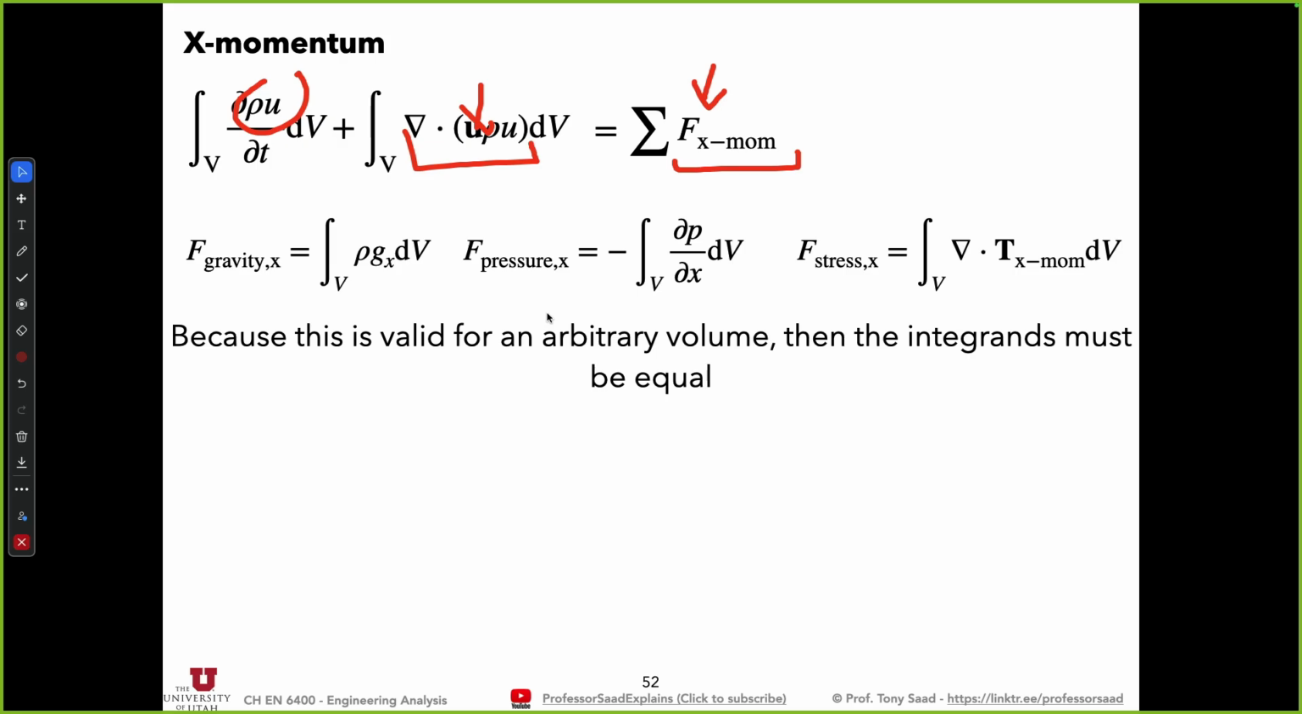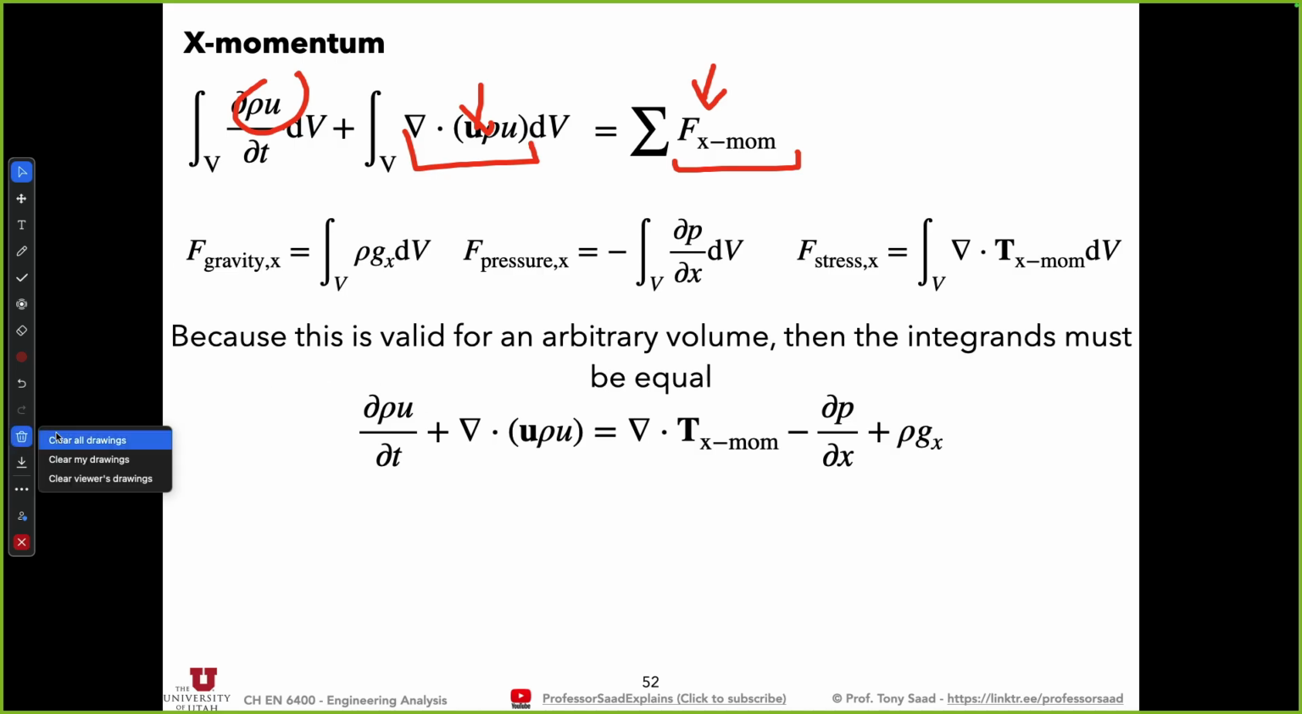The analogy I give: if I give you the integral of f of x from a to b is equal to 0, whatever a and b are, then the only logical conclusion is that f of x equals 0. Same thing here. The integral over any volume of these things rearranged is equal to 0. Then the integrand must be 0, and then you can rearrange them, and you finally get the differential form of the x momentum equation.